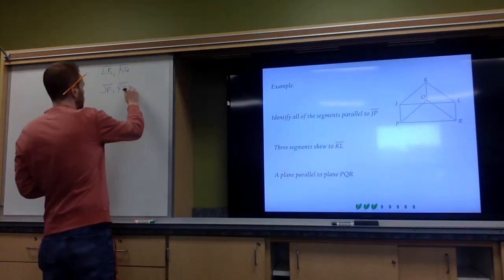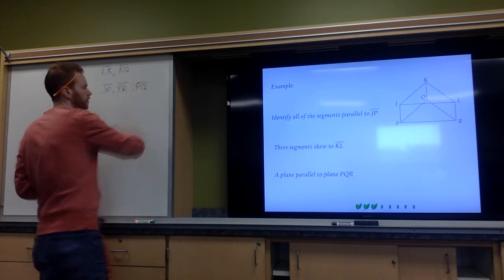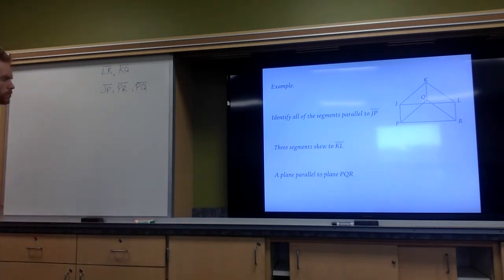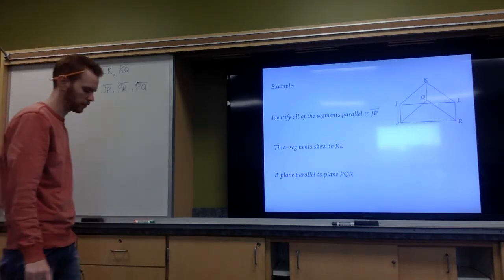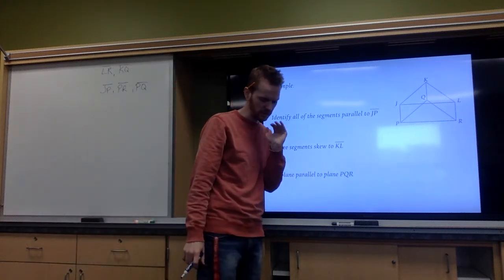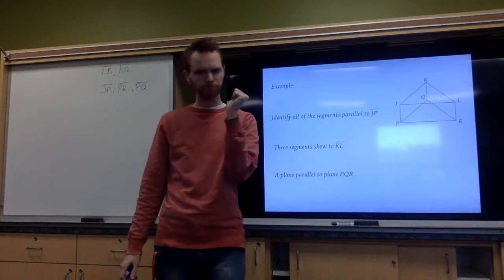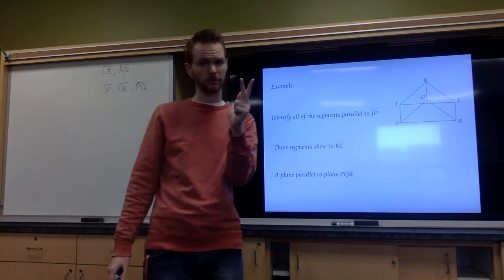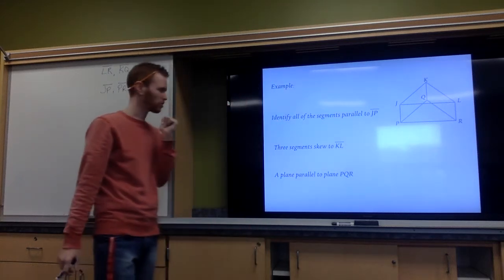And we could do PQ. We can go the other direction for the same reasons. Okay, so skew is always like a tricky one for people to remember. So think of it this way. Just a nice little checklist. They don't intersect, not coplanar, not parallel. Okay, those are the three things you're looking for.